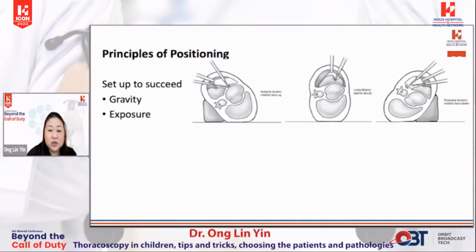The one in the middle shows our standard position for lung biopsies and thoracoscopic lung resections. And the one on the right, which is sort of like a flopped over position, is more for posterior lesions, like, for example, a ganglioneuroma or operation for esophageal atresia.